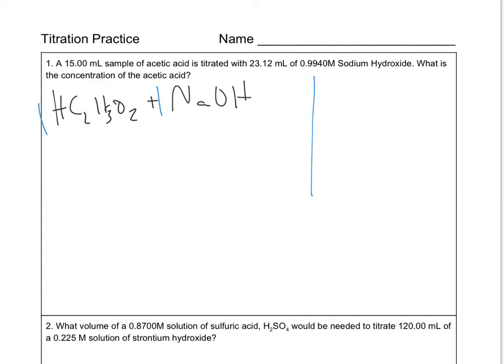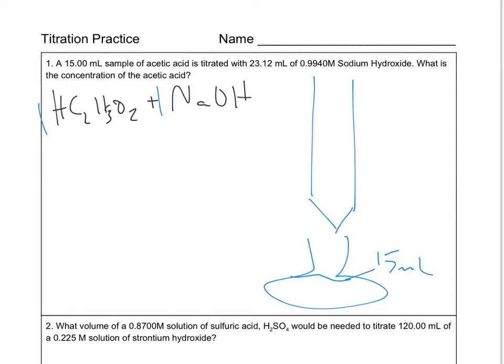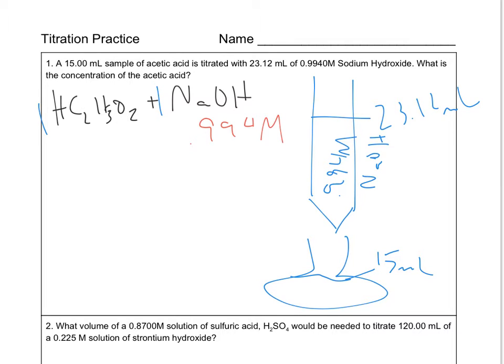Okay, and so we know that we've got acetic acid in here. So we've got our 15 milliliters right here. And then we used 23.12 milliliters of this 0.994 molar NaOH. Okay, so we know that this one here is 0.994 molar. So basically, if we knew how many moles were in here, that's the same number of moles that interacted here.